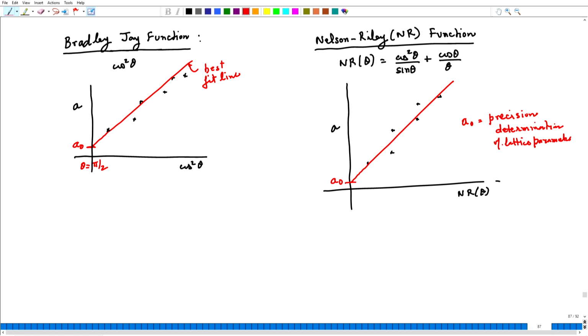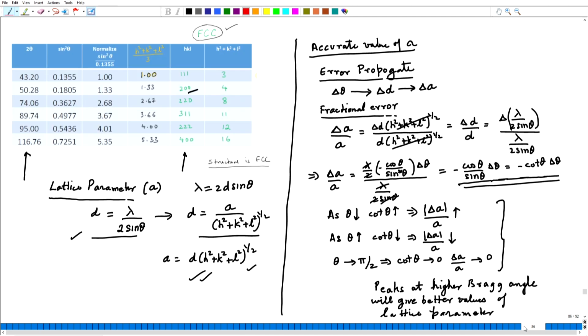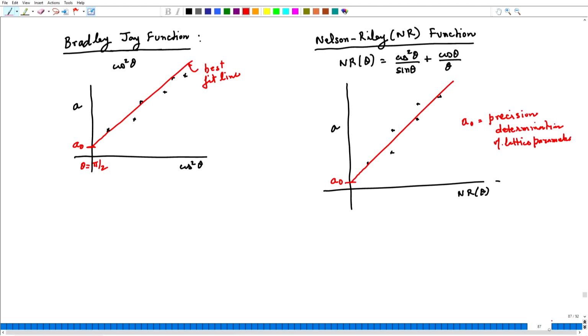Generally, the Nelson-Riley extrapolation function is considered a better function to use than the cos square theta function. So, one can quite easily do this with the data that we have obtained from the X-ray diffractometer. Calculate, as I said, the lattice parameter for each peak. After that, use one of these functions, plot the lattice parameter values and do a best fit line. You could quite easily do it if you take a spreadsheet like Microsoft Excel, put the data there, plot it, use the trend line function to get your best fit line and get the intercept on the y axis to obtain the precision lattice parameter.